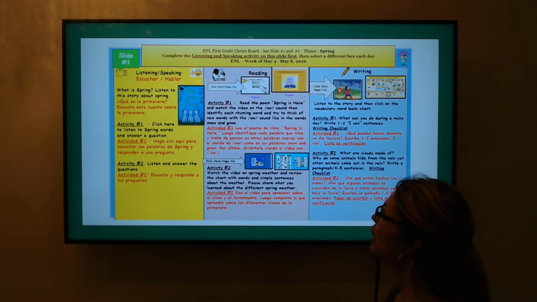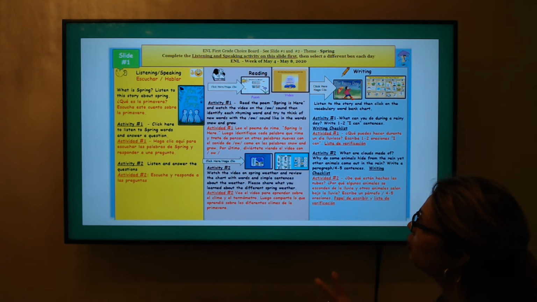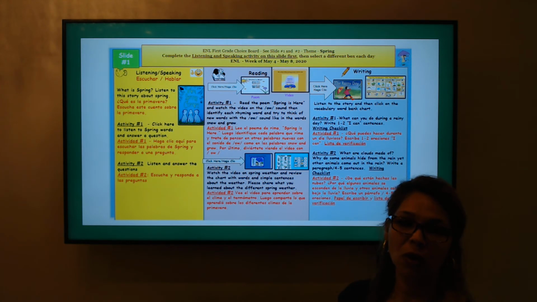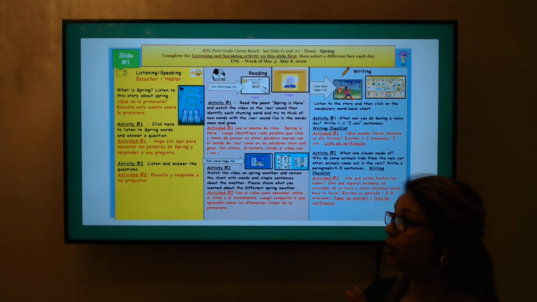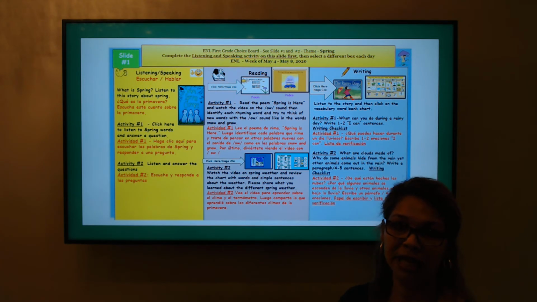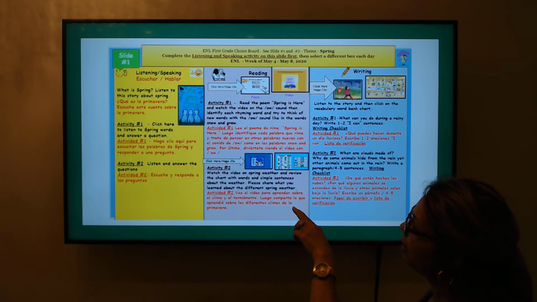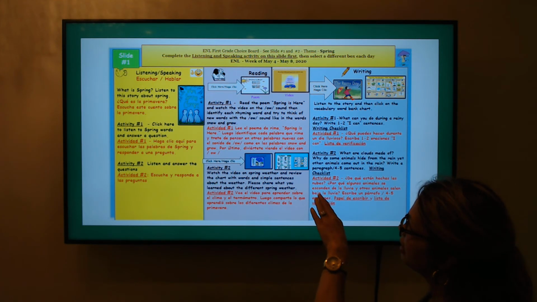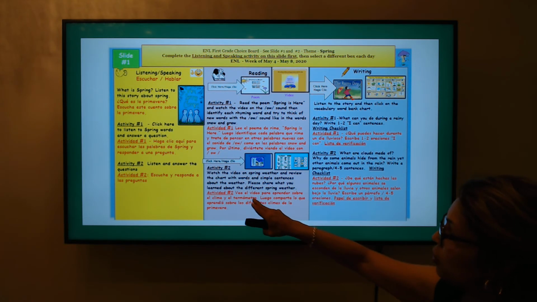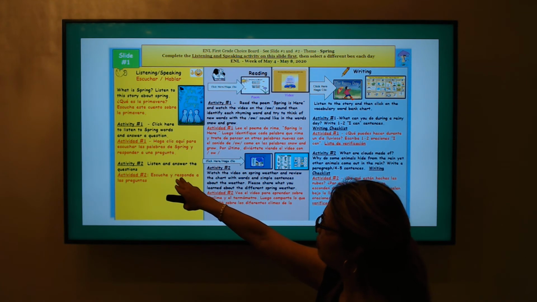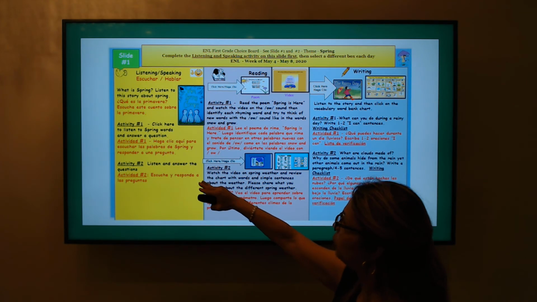This is our ENL slide, and you'll notice that for the purposes of this presentation I've only included one of the ENL slides, but there'll always be 2 slides embedded in the daily presentation. You'll notice also that this particular slide is translated, so it's both in English and in Spanish directly underneath each activity. So here it says activity 1, and immediately underneath, actividad número 1.